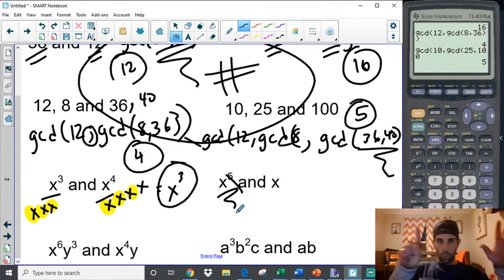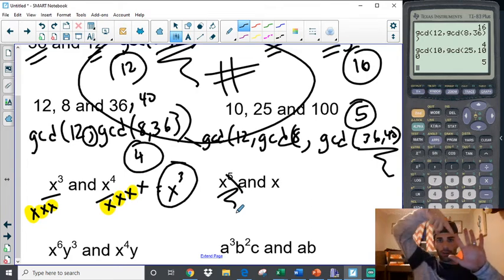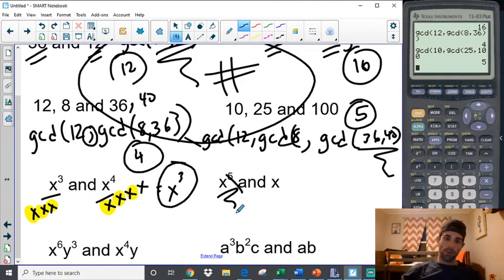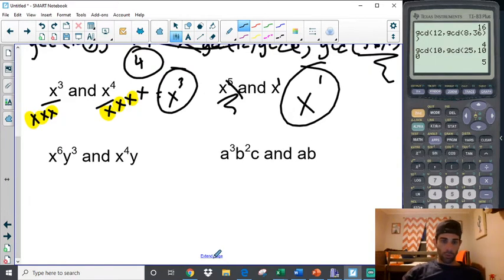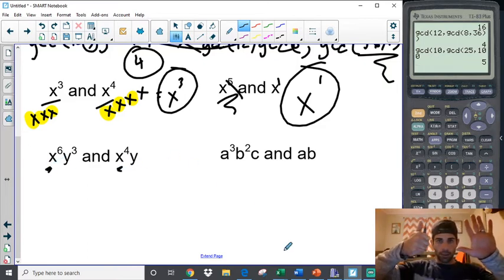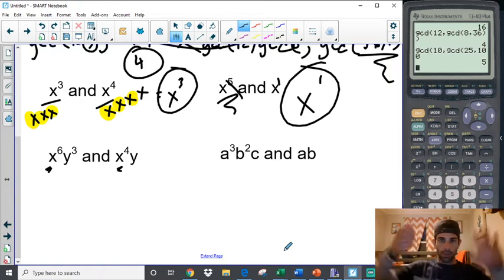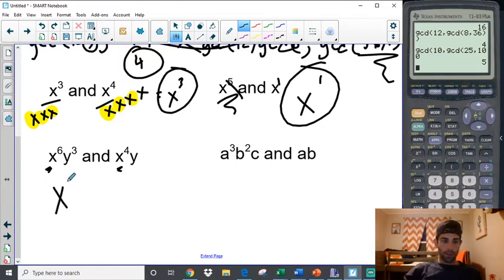Okay. Next one. This one has 5 x's. The other one has 1 x. So how many can they share? 1. So the GCD here is x to the first. You don't have to write 1, but you have to know that there is a 1 there. Now let's see what happens if there's more than one variable. We'll just take one variable at a time. This one has x to the sixth. The other one has x to the fourth. If you take a 6 and a 4 and put them together, there are 4 in common. So in this case, it's x to the fourth.